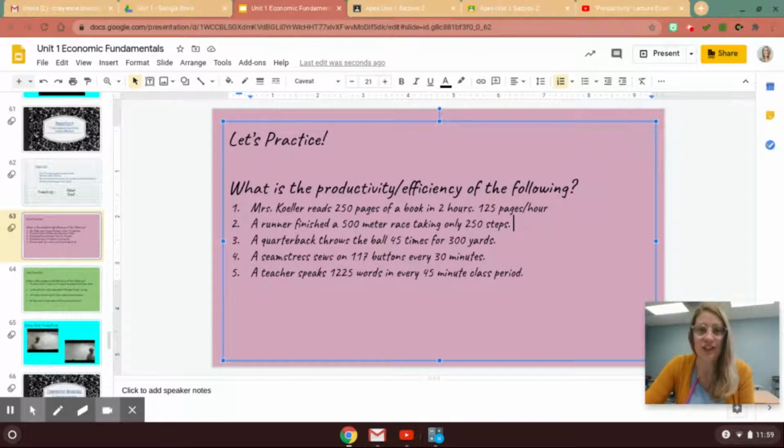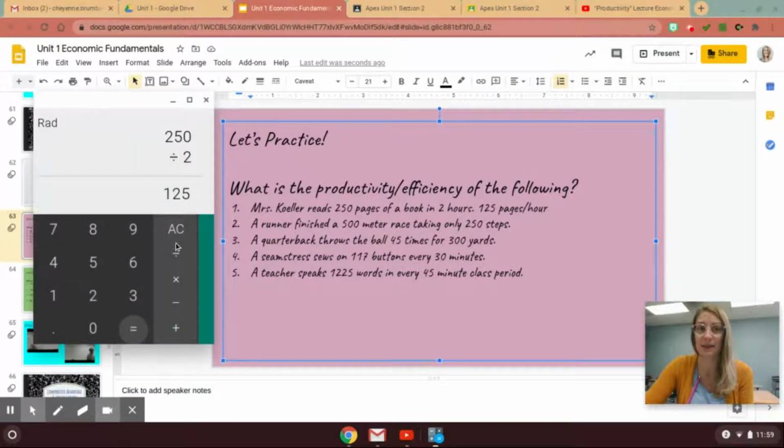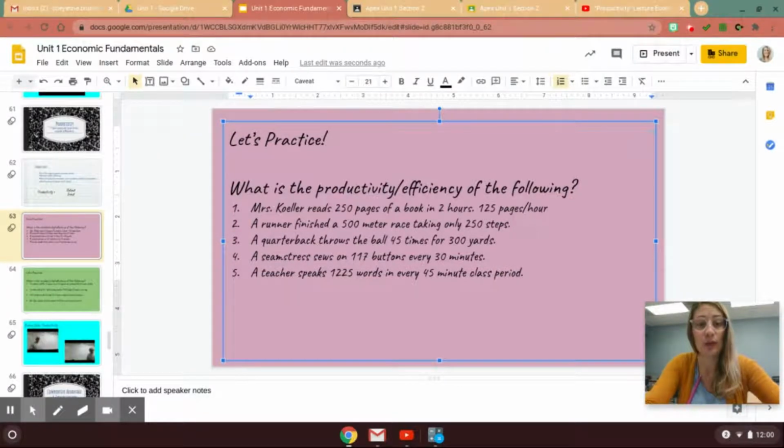A runner finished a 500 meter race taking only 250 steps. So our output here, or what we produced, was a 500 meter race. They were able to complete this race. And our input in this case would be 250 steps. So our equation will be 500 over 250. So 500 divided by 250 equals 2 meters per step.